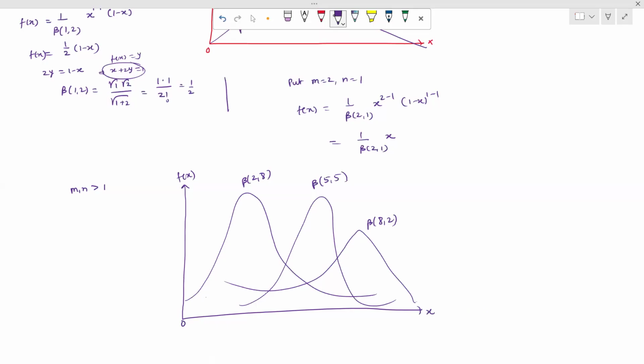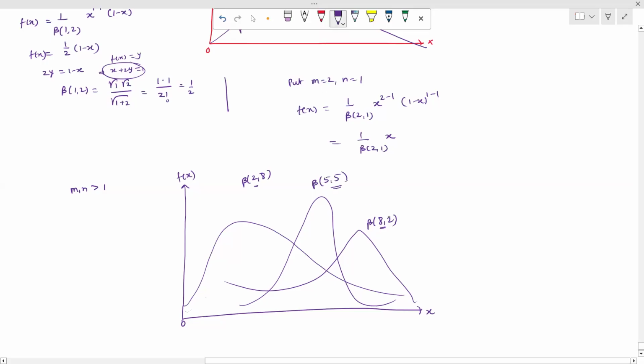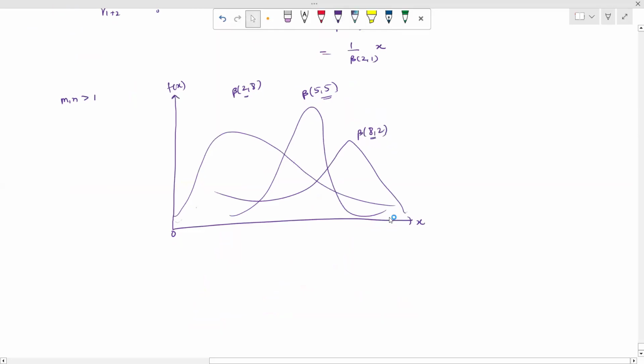This graph is right skewed, not bell shaped. So you can draw this, and this is the left skewed, when m is greater than n. Here n is greater than m, or beta(m, n) looks like a normal when m equal to n.